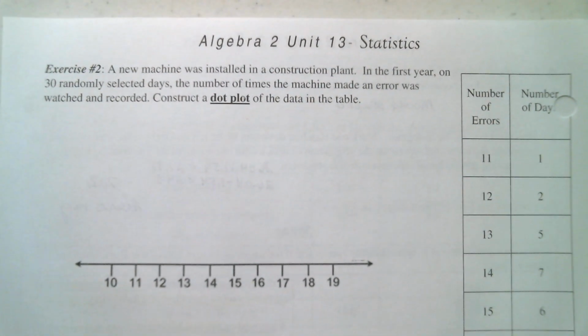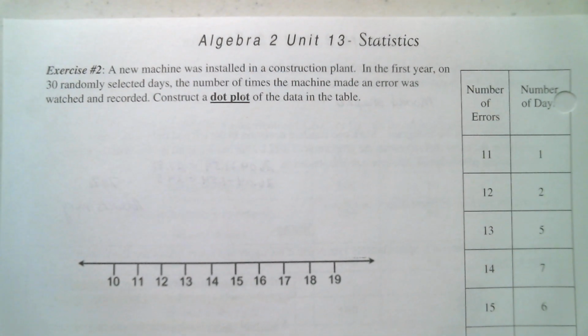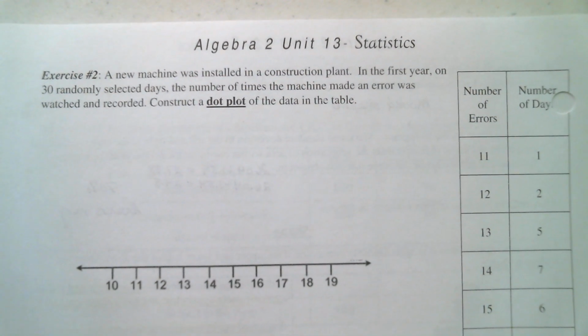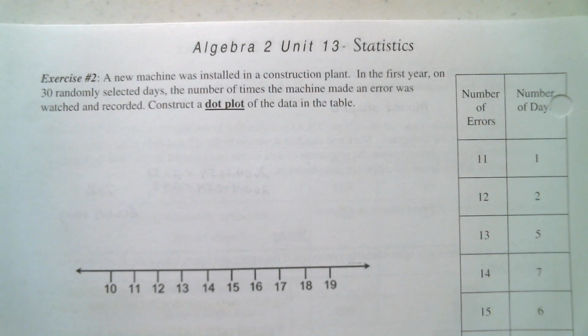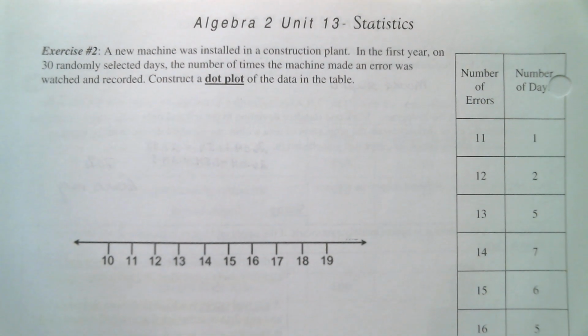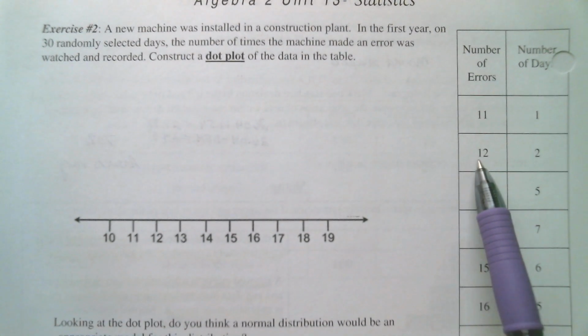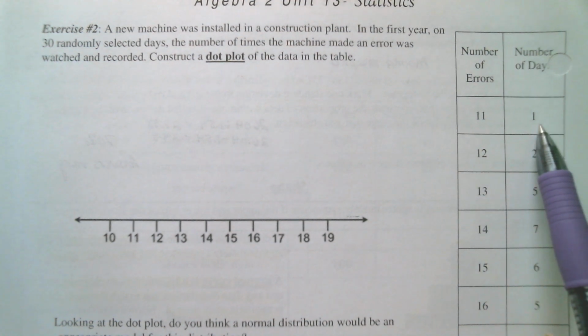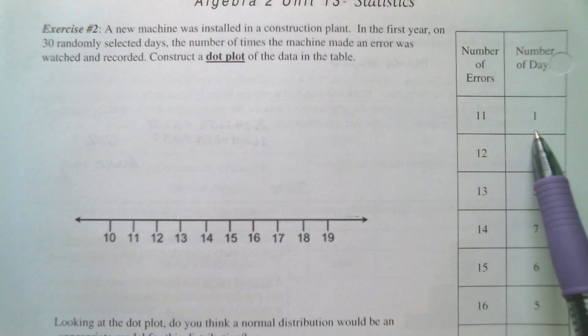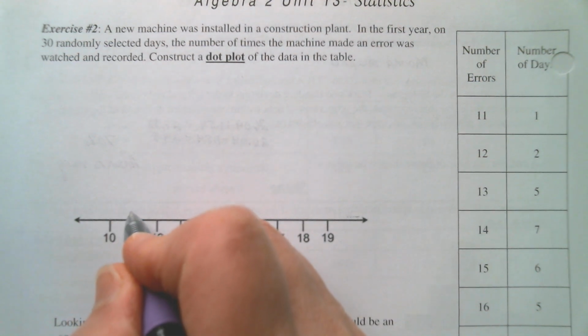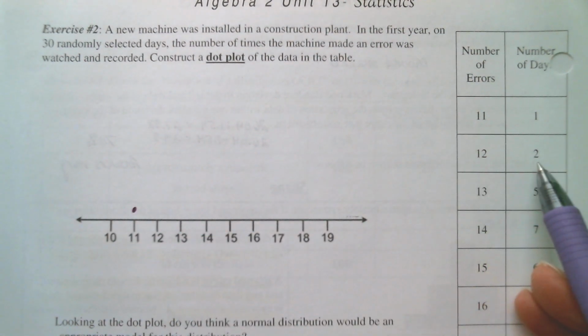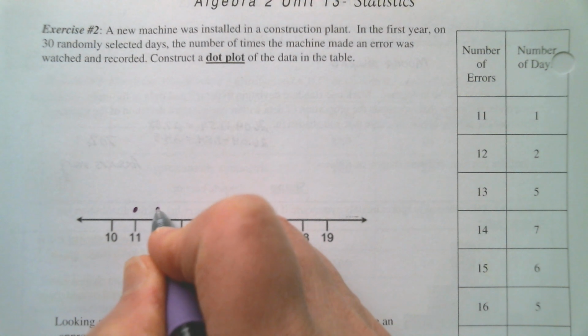Exercise number two: a new machine was installed in a construction plant. In the first year, on 30 randomly selected days, the number of times the machine made an error was watched and recorded. Construct a dot plot of the data in the table. Okay, so here we have the number of errors and the number of times it occurred. So 11 errors occurred only one day. We want a dot plot. 12 errors occurred 2 days.